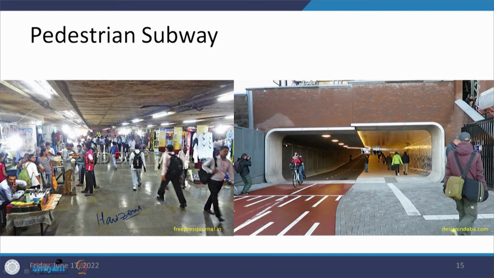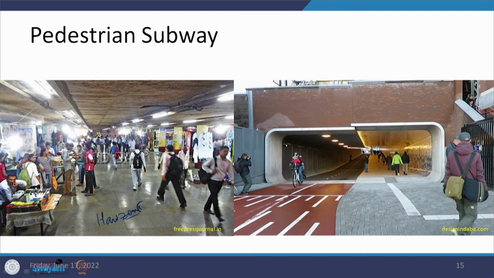In the case of this hawker zone, you find a lot of activities are there, and because of these activities there is no issue of security. This is a case where the pedestrians as well as the bicyclists both are utilizing the same space. So, it is being designed in that form.